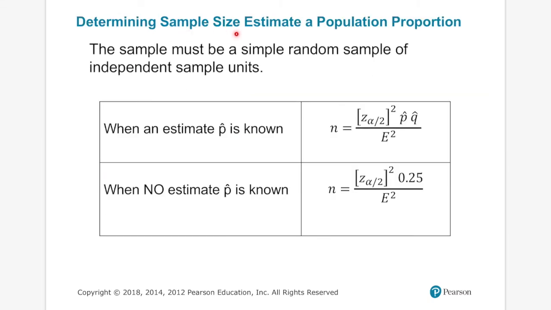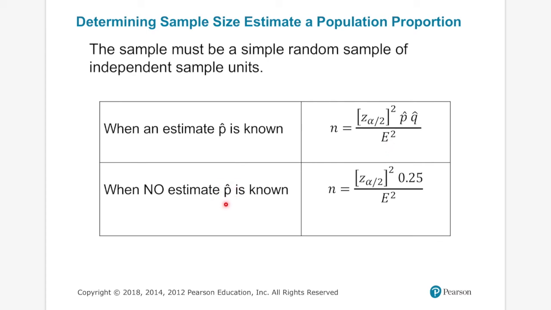Determine sample size, estimate a population proportion. When we are trying to determine the sample size, there are two different formulas. We use this formula if we know p hat. We use this formula if we don't know p hat. So if you know p hat, to determine n, you take z of alpha half squared times p hat times q hat divided by e squared.